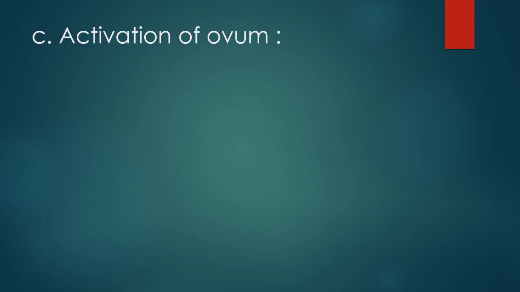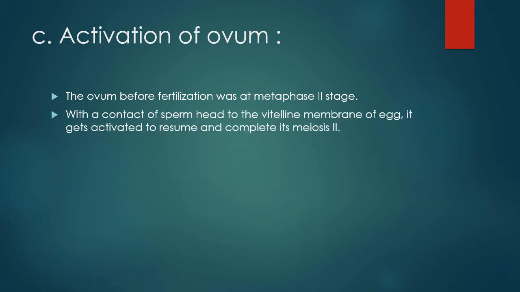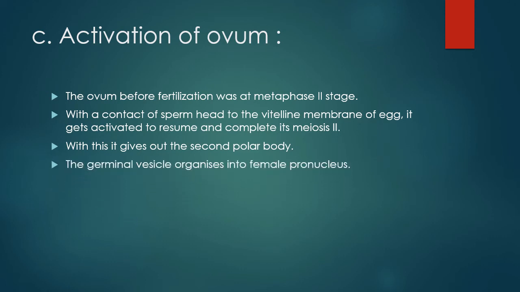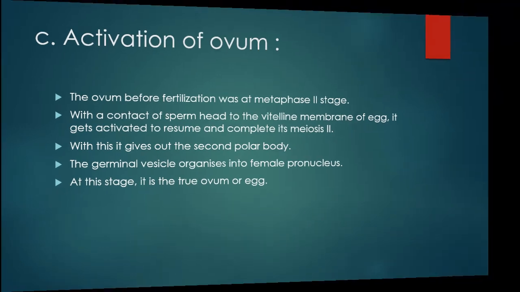C. Activation of ovum. The ovum before fertilization was at metaphase 2 stage. With the contact of sperm head to the vitelline membrane of the egg, it gets activated to resume and complete its meiosis too. With this, it gives out the second polar body. The germinal vesicle transforms into the female pronucleus. At this stage, it is the true ovum.